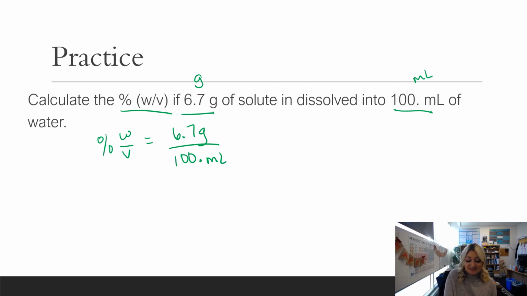Okay, this is going to give me a decimal. I'm going to multiply it by 100 to make this a percent. I am going to report in the least number of sig figs given in the problem, which is 2. My answer is 6.7%. It's that easy.